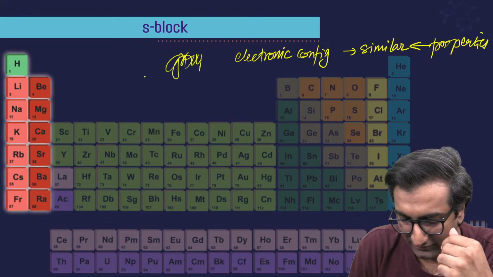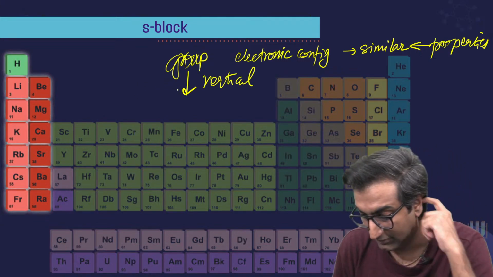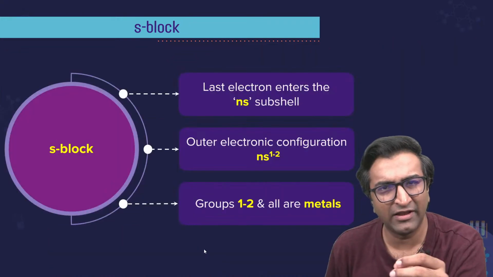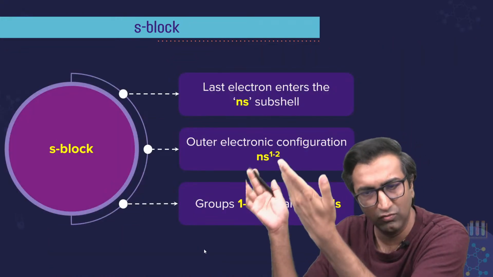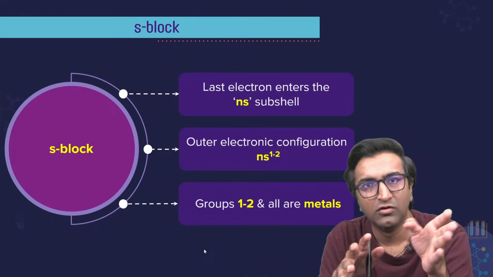This is how I remember it. This is a group, meaning vertical, and the other thing is horizontal, which is period. Okay, cool. What is the configuration of the s block? It is either ns1 or ns2. That's it. n means 1, 2, and so on: 2s1, 2s2.